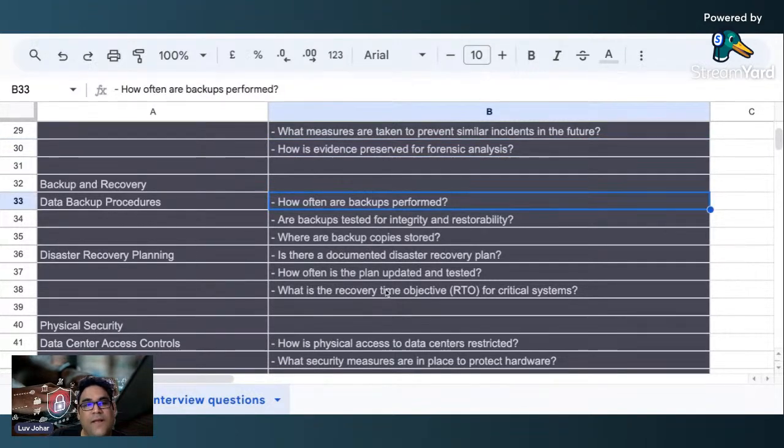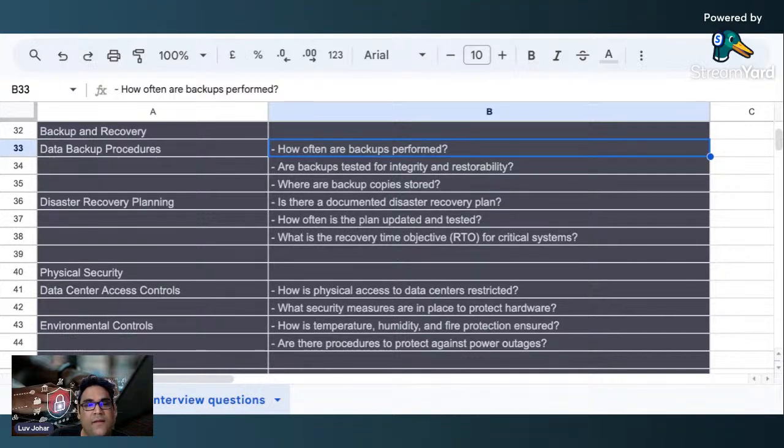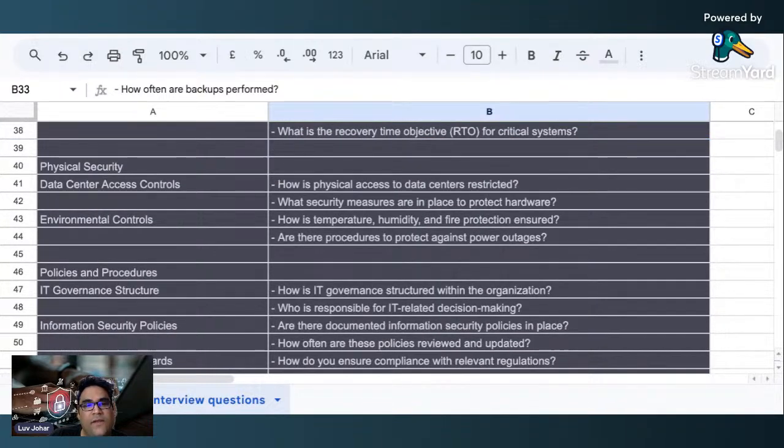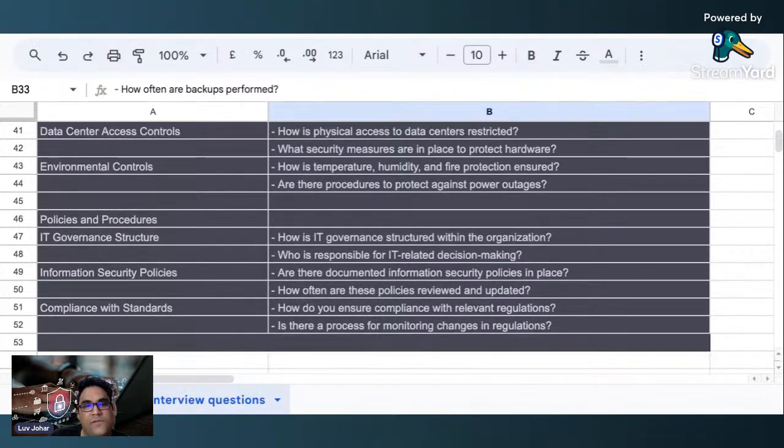After that comes the backup and recovery domain. As you can see, we are walking through all the different domains of ITGC and asking all the relevant questions. This is very important for beginners who are trying to get into ITGC audit, and this can serve as a checklist for yourself in order to make sure that you cover all these questions in your audit. I hope you get the idea. This is for data backup procedures and disaster recovery planning. Then you have physical security, where you have data center access controls and environmental controls. Similarly, you have all the questions for that.